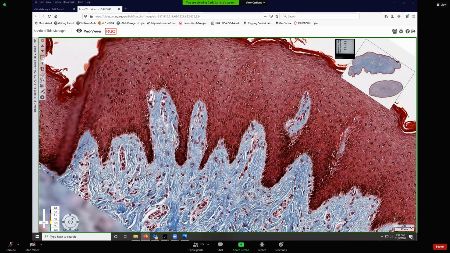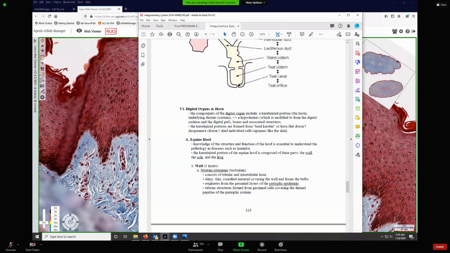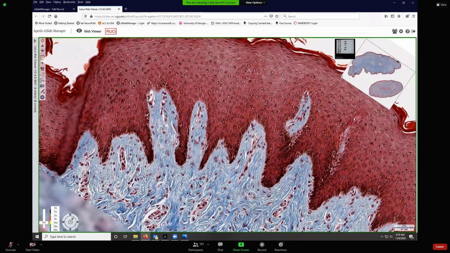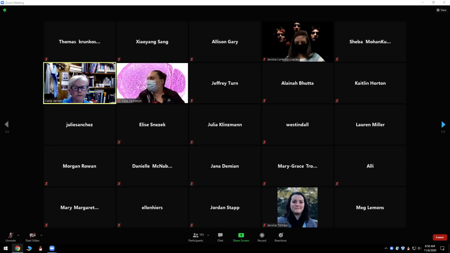That's it for the class notes, lecture notes up to mammary gland and the digital organs, which would be the equine hoof that we're going to go into. We'll save that for the next lab. Okay, all right. Whew. Integumentary system. It's not that hard, but there's just a lot to it.